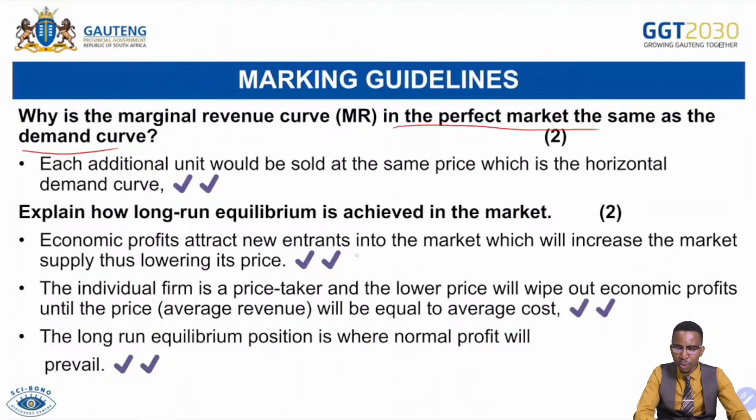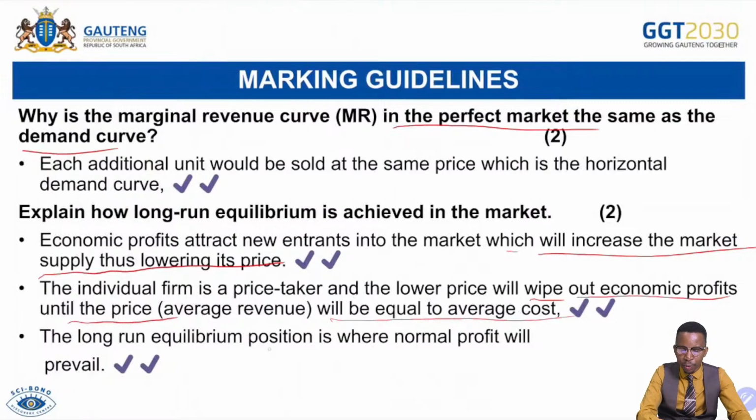Economic profit attracts new entrants into the market, which increases the market supply and lowers prices. The individual firm is a price taker, and the lower price will wipe out economic profit until the price, or average revenue, is equal to the average cost. The long run equilibrium position is where normal profit prevails.